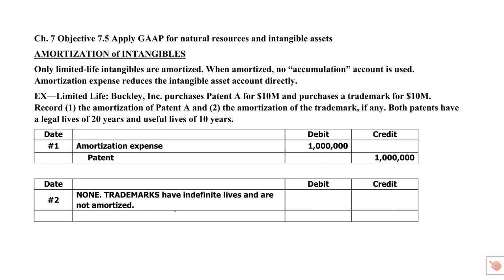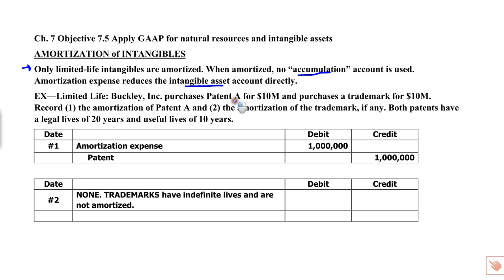Now, what about amortization of intangibles? You have to classify the intangible as limited life or indefinite life. When you do have a limited life, and you will amortize those, there will not be an accumulation account, like an accumulated depreciation. There is no accumulated amortization. Instead, amortization expense will reduce the intangible asset account directly, so you credit the asset account directly.